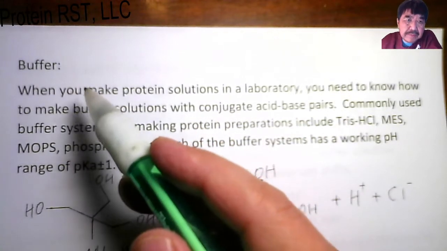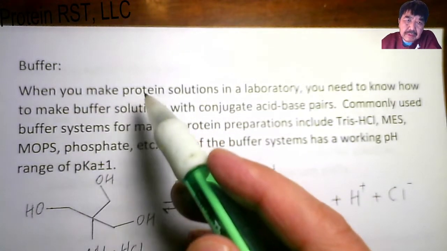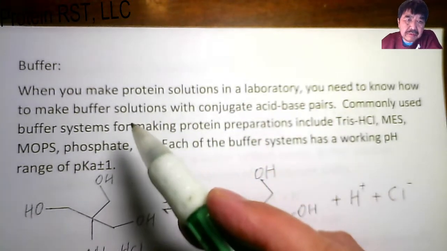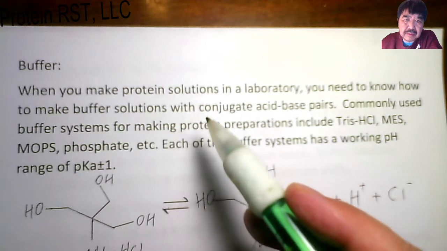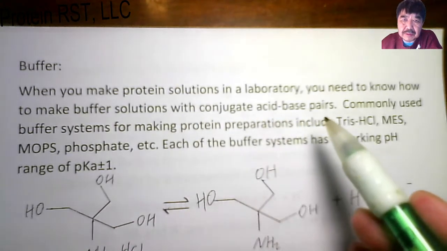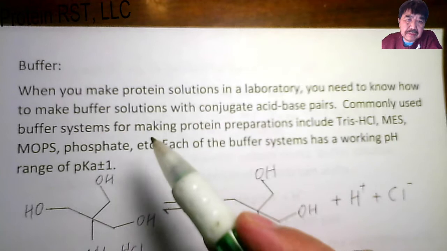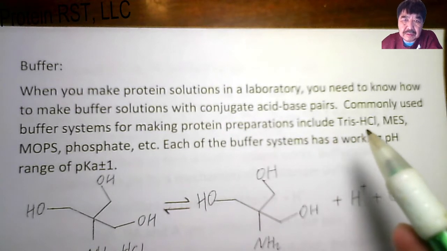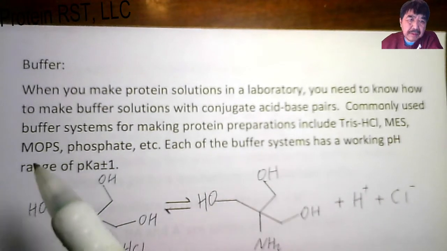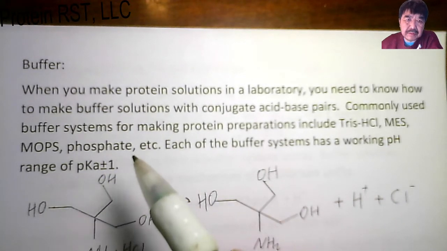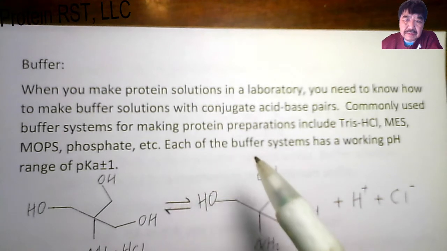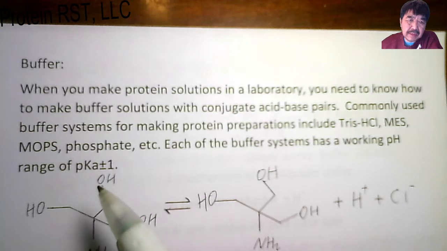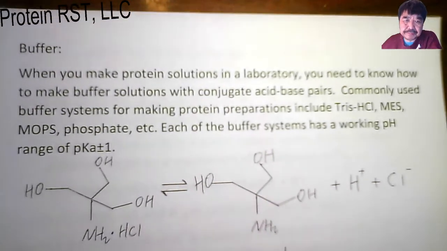Let's take a look at buffer. When you make a protein solution in a laboratory, you need to know how to make buffer solutions with conjugate acid-base pairs. Commonly used buffer systems for making protein preparations include Tris-hydrogen chloride, MOPS, phosphate, etc. Each of the buffer systems has a working pH range of pKa plus or minus 1.